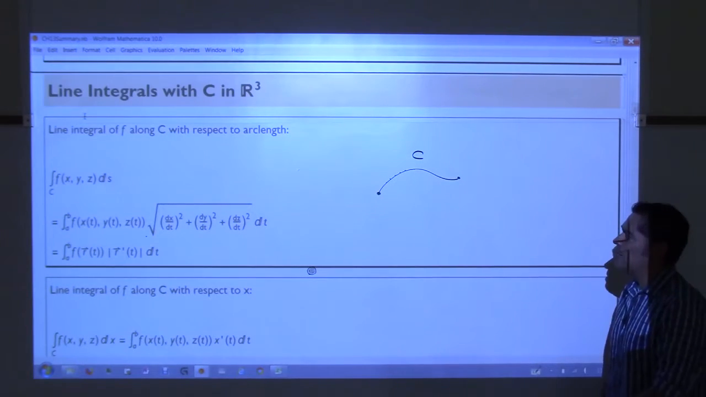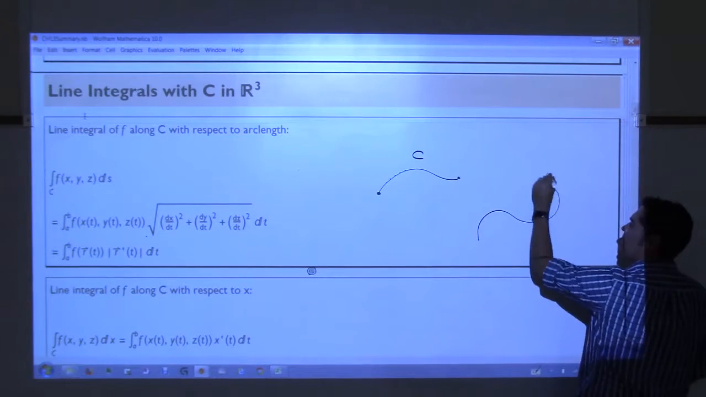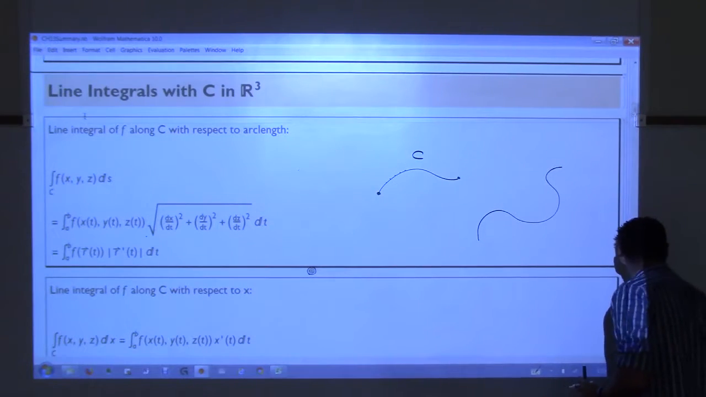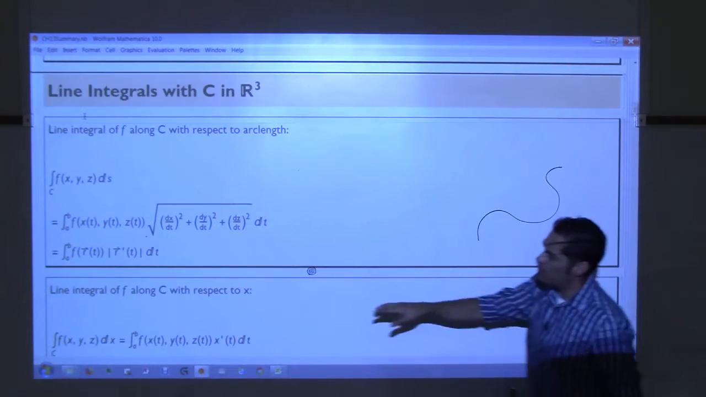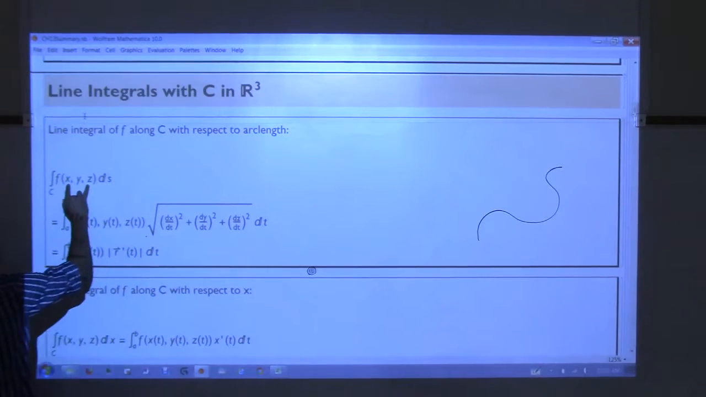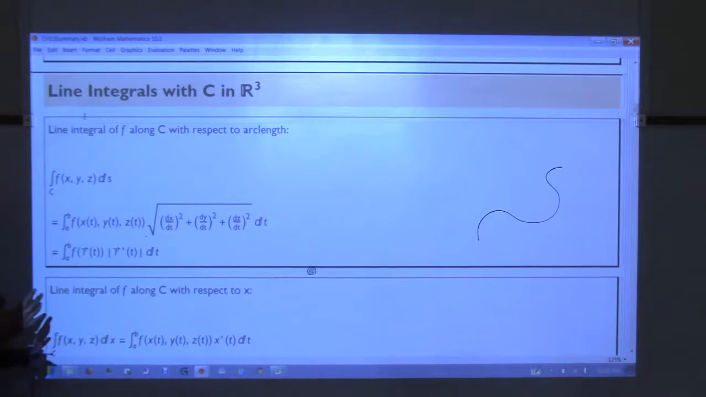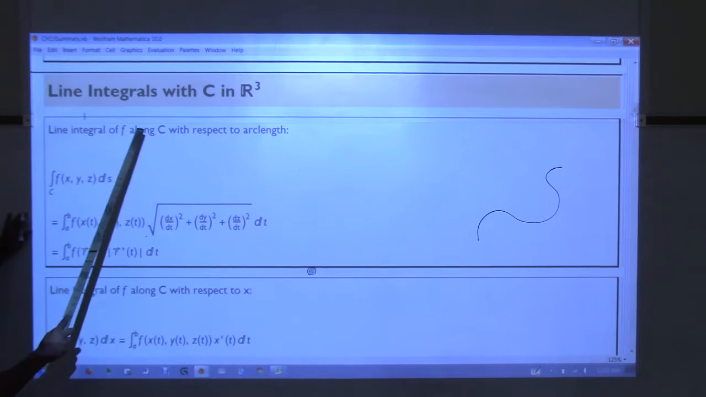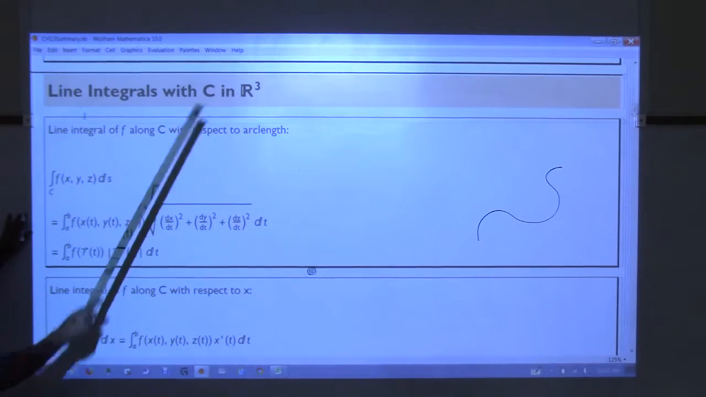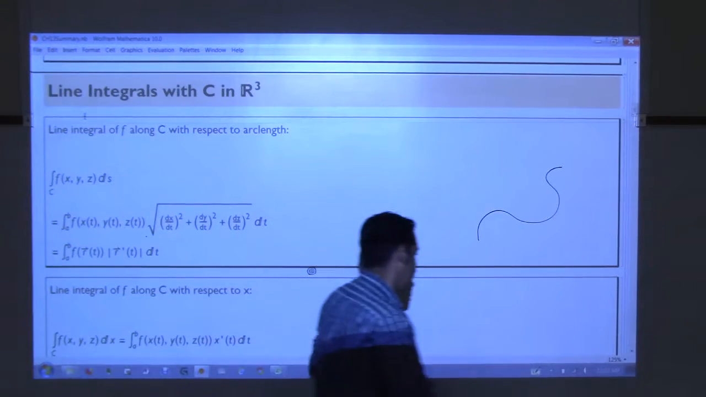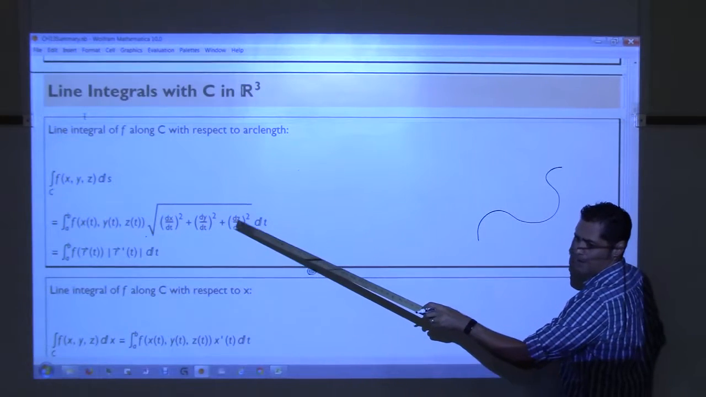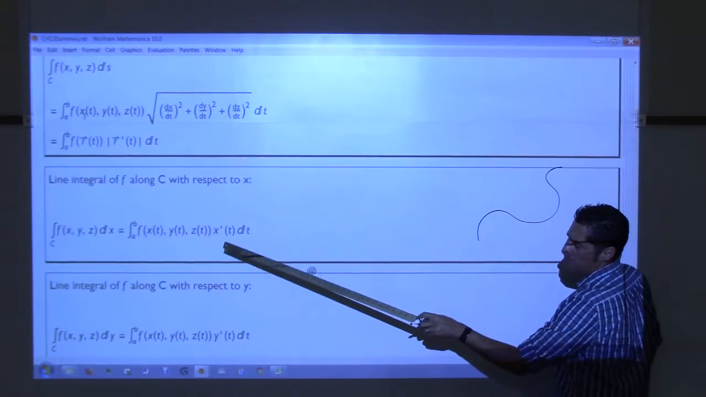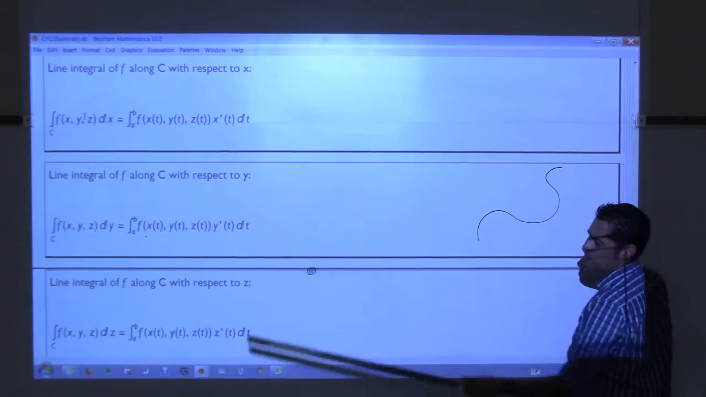Then we said, let's extend this idea to a curve in 3-dimensional space. It looks about the same because I'm writing on a flat sheet of paper, but now this is in 3-dimensional space. We plug these points into a scalar function f of x, y, z, and add all those up. We can't really understand that visually, but this was the line integral along the curve C in 3-dimensional space. And then there were 3 additional integrals we could do instead of with respect to arc length: with respect to x, with respect to y, or with respect to z.